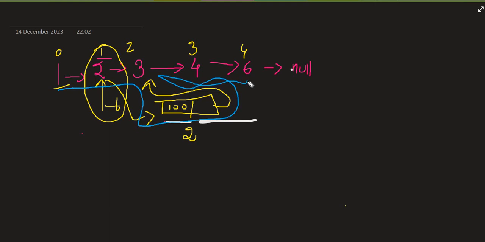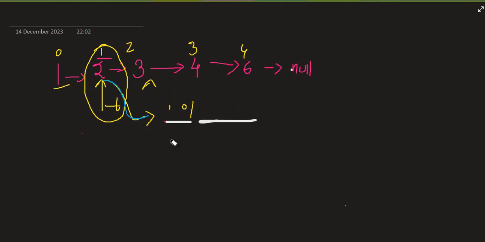Your approach is absolutely right. You are attaching the tail to 100, then 100 to 3. But let me see. Your approach is right, but you missed something. I will tell what we actually missed.